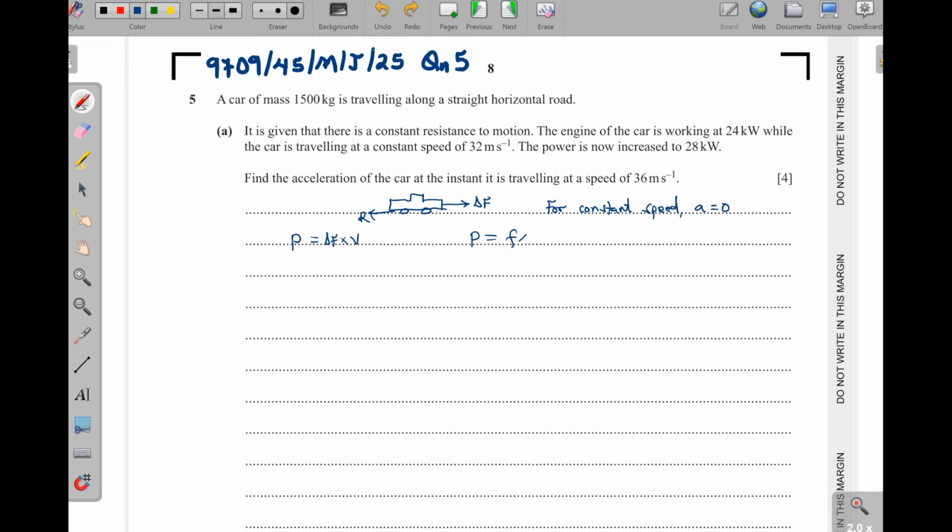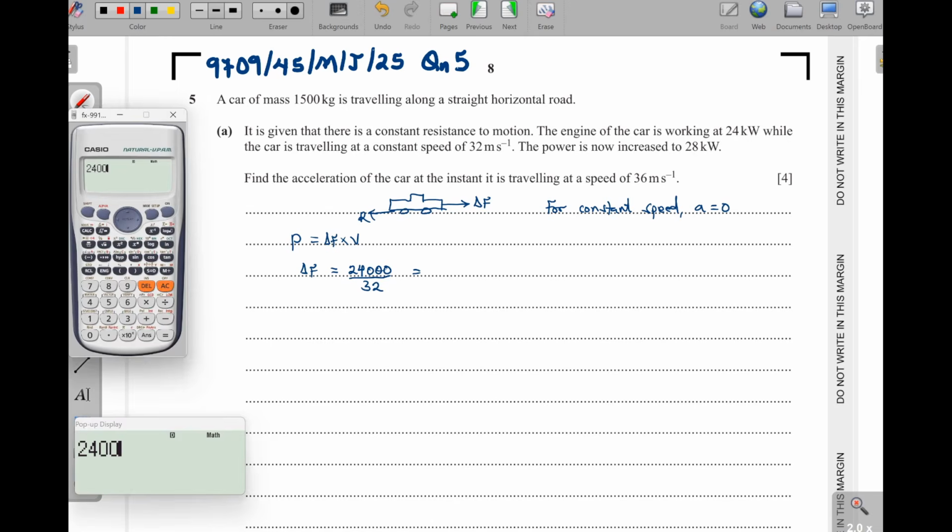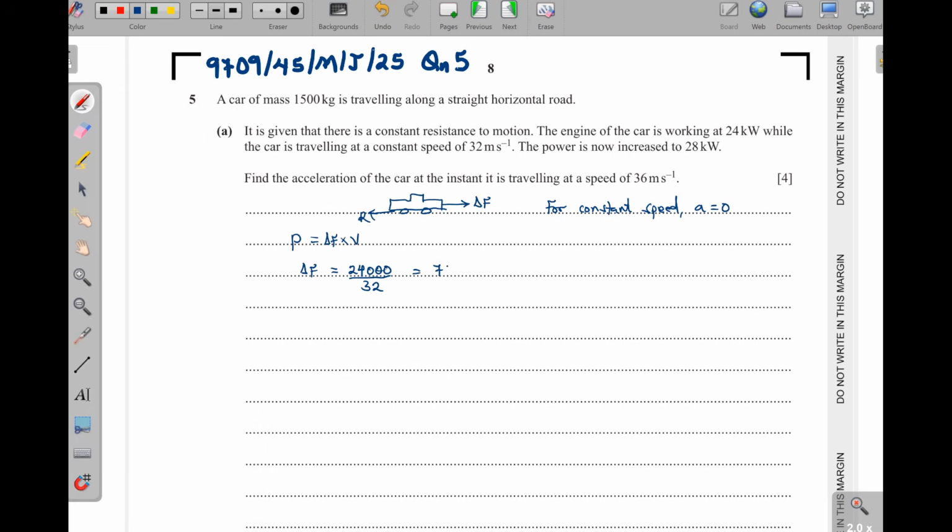Okay, then after that, what are we going to have here? The driving force is going to be equal to the power, which is 24,000 here, divided by the 32. So the driving force here is going to be equal to 24,000 divided by 32, that is 750 newtons.